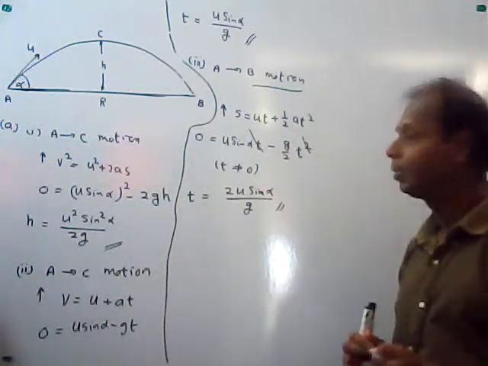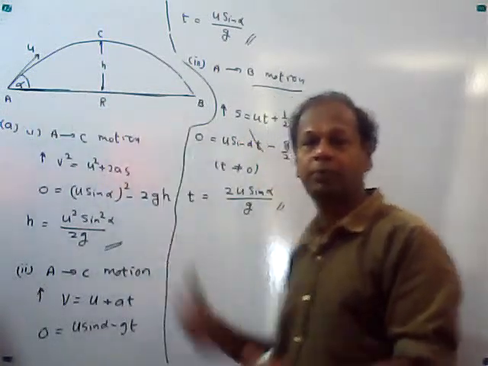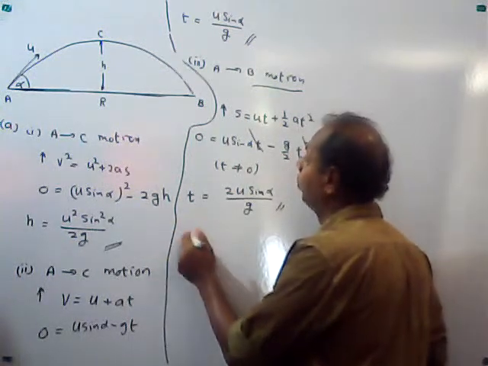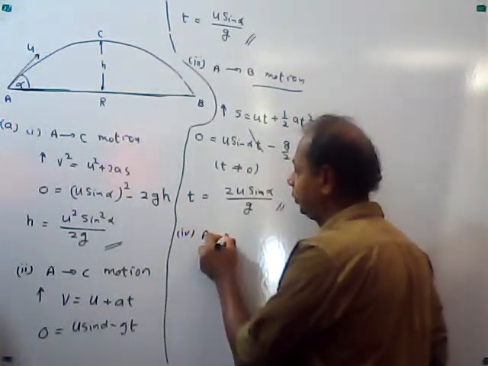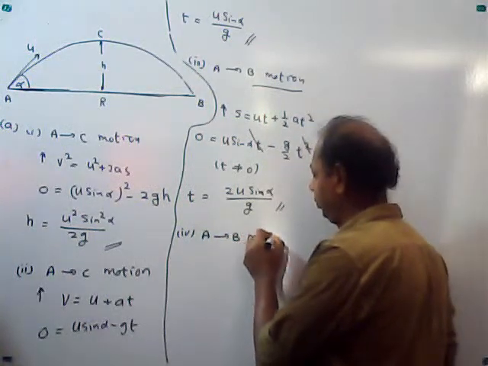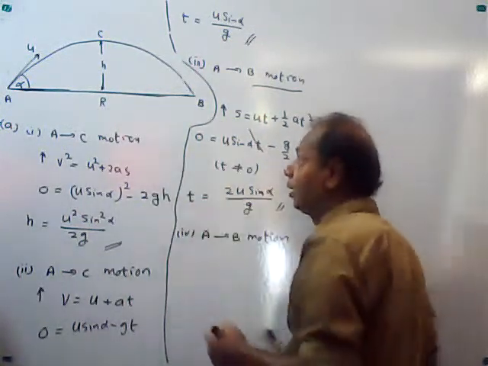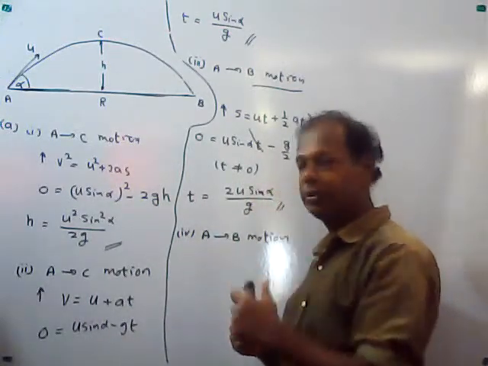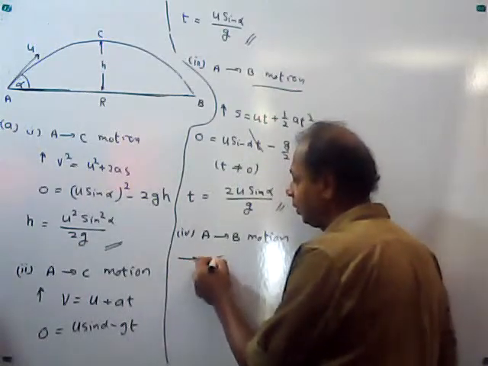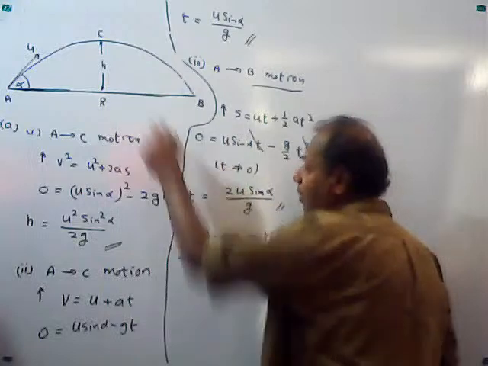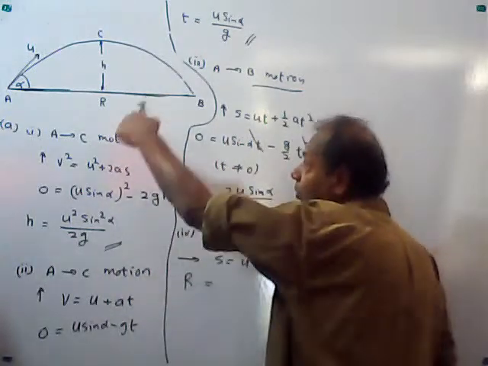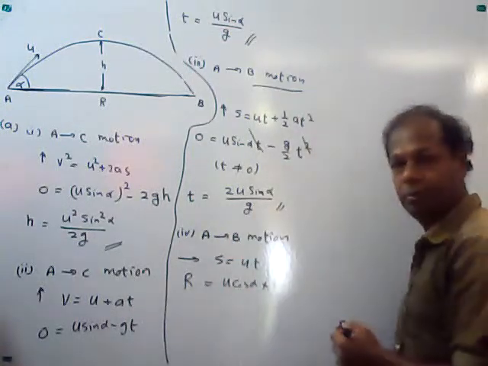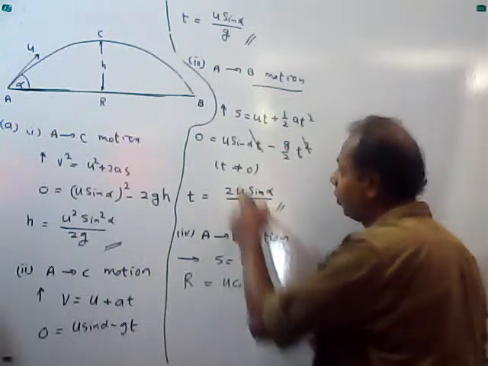Next part is to find R, the horizontal displacement. Again, you have to apply from A to B, part 4, A to B motion, to find horizontal displacement. Only one formula we use horizontally, that is S equals ut. Horizontally, S equals ut. S is R, u is u cos alpha. t we found a moment ago. It is 2u sin alpha over g.